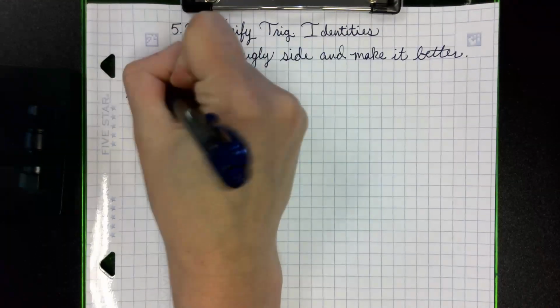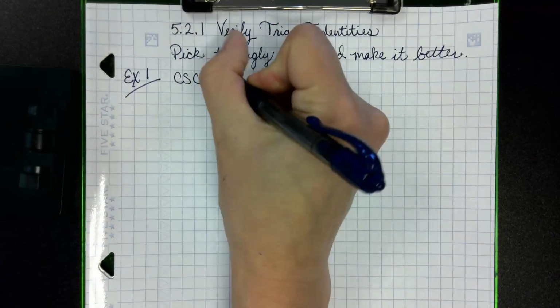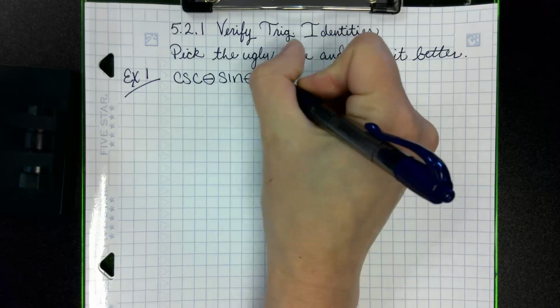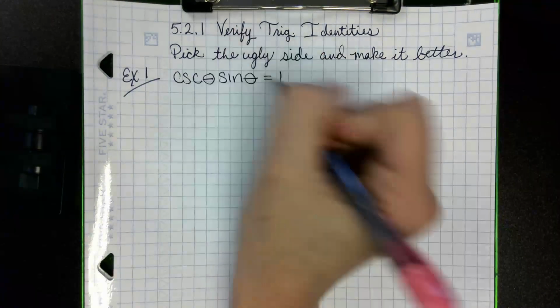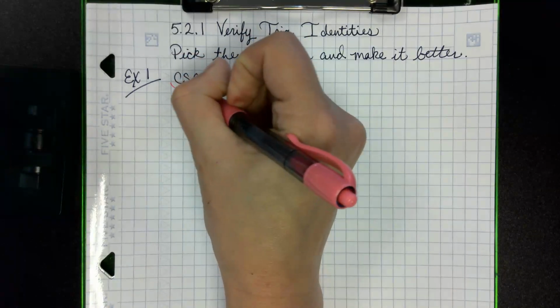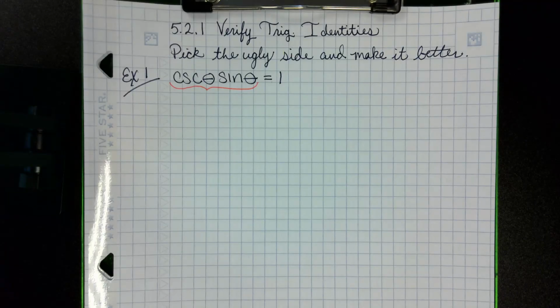So first example, so you know what I'm talking about: cosecant theta sine theta equals 1. In this case, the more complicated or ugly side is going to be the left-hand side, obviously, because 1 is pretty simple. There's not much we could do there. I like to show which side I'm working on by doing something like that. So I'm not going to do anything to the 1. It has to equal 1 every single step.